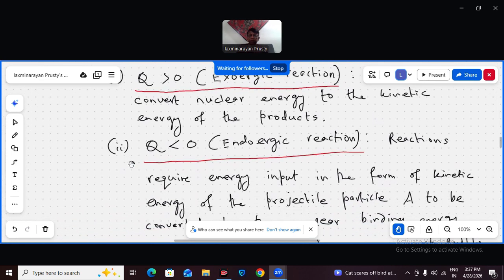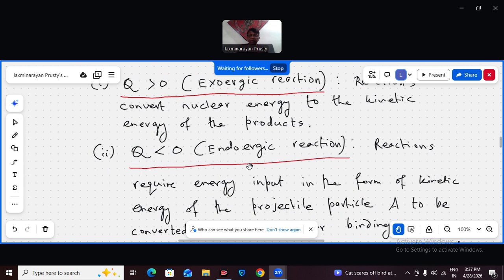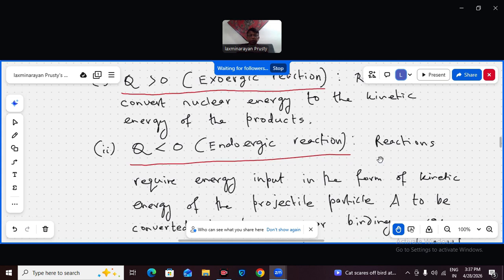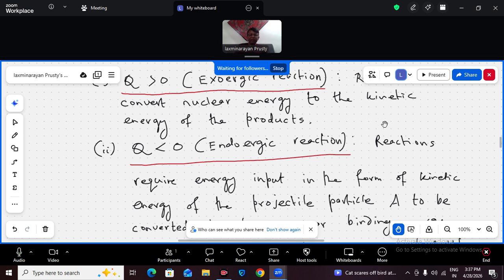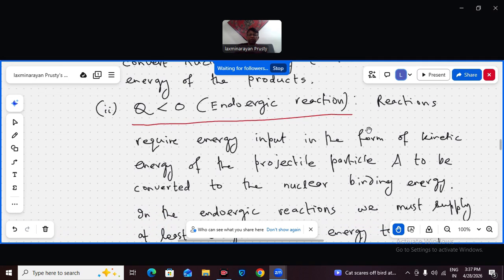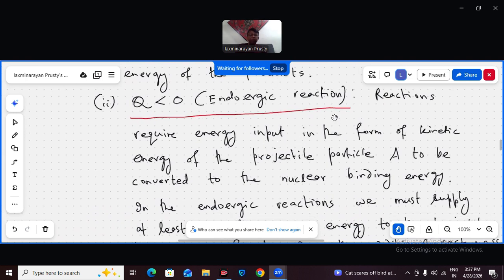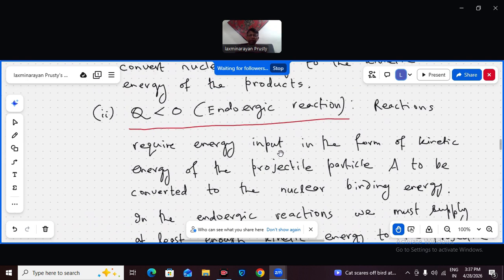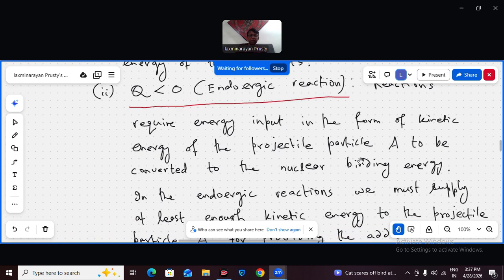The other possibility is Q less than 0, an endoergic reaction. Some people say endothermic reaction as well. But endoergic and exoergic are more appropriate, because thermal energy is not released immediately in the nuclear reaction; it is kinetic energy of the products. Endoergic reactions require energy input. In this reaction, they require energy input in the form of kinetic energy of the projectile particle A, that is the incoming particle A towards the target, to be converted to nuclear binding energy.